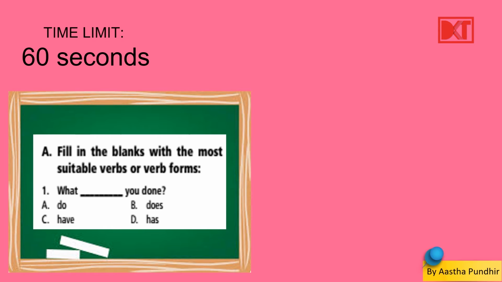Okay, here we have fill in the blanks with the most suitable verb or verb forms. What dash you done? What do you done? What does you done? What have you done? Or what has you done? Here the correct answer is C. What have you done? Why? Because we have the subject here, you, and done is the V3 form. So with that we use have. Okay.